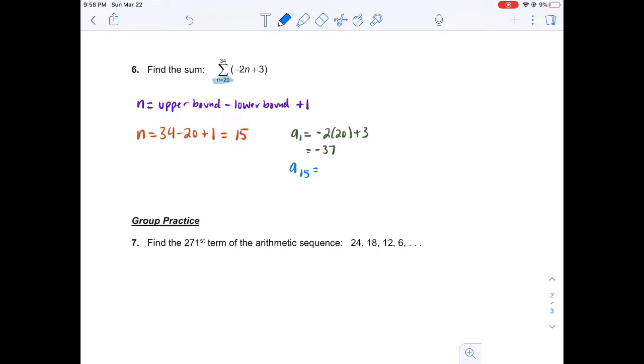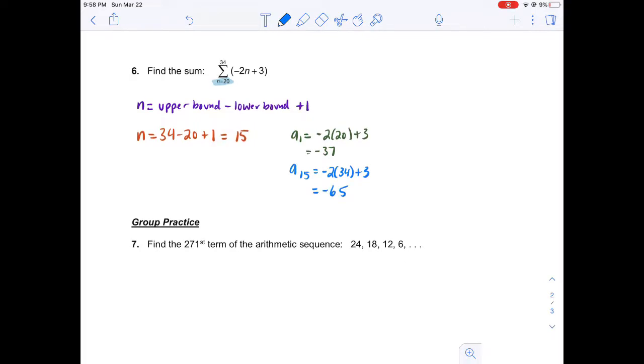We're just using n to represent the number of terms that we're adding up. We're only adding up 15 numbers. So that's negative 2 times 34 plus 3. That gives us a value of negative 65. And so then lastly, we have everything that we need. It's just going to look a little bit different.